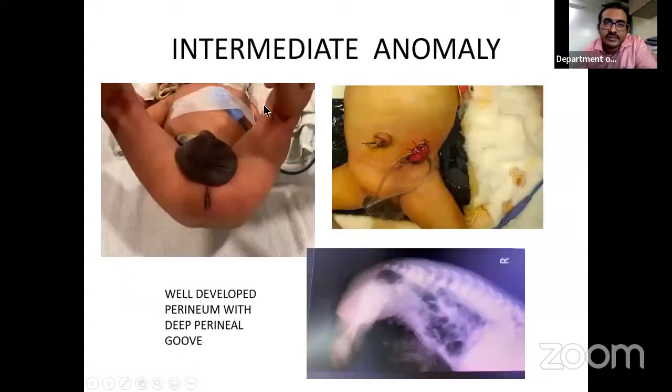So this is a patient with intermediate anomaly. Here in this cross table X-ray, you can see this gas shadow is much below. This is the coccyx. Here is the pubic bone. So if we join this line, it is below the PC line. Here the perineum is not very well developed, but it is better than the previous X-ray. In this patient, we have done a high sigmoid colostomy.